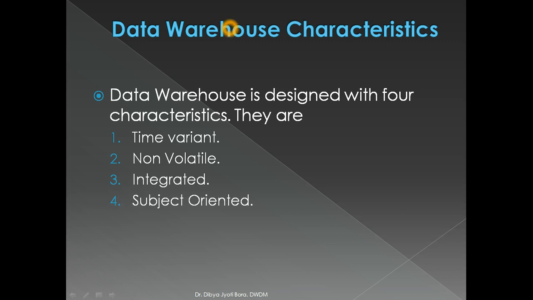Now, as I have said, in this class I am focusing on the characteristics of a data warehouse. There are actually four. The first one is time variant. The second one is non-volatile. The third one is integrated. The fourth one is subject oriented. Let's see them one by one.